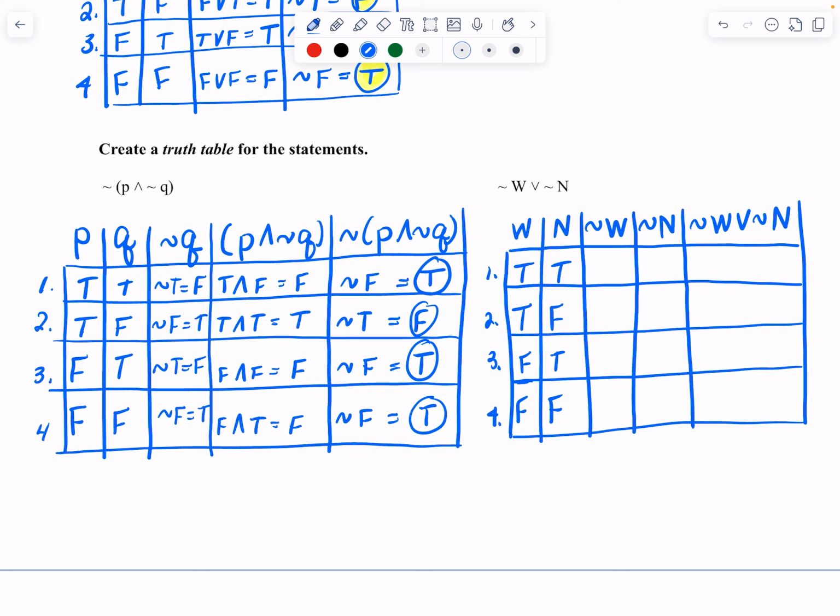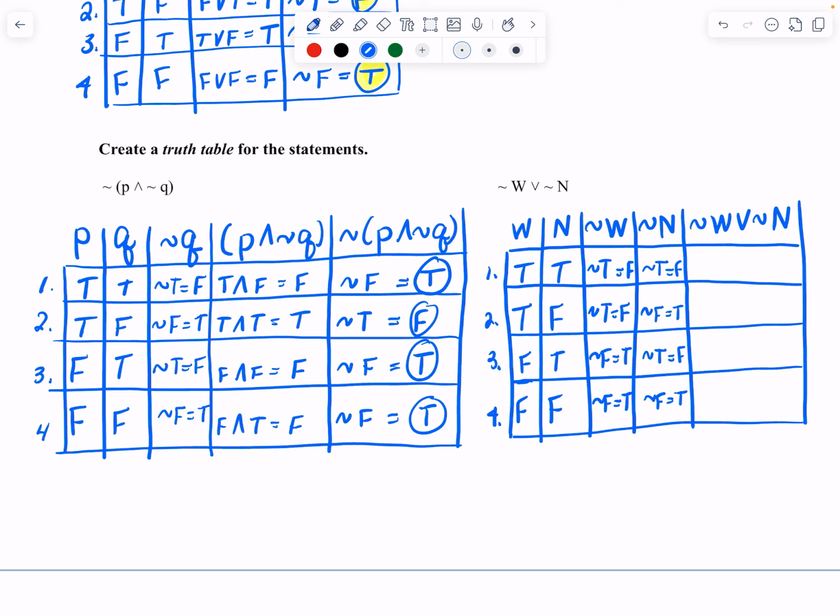Now I'm going to negate the W column. So negation of true equals false. The negation of true equals false. The negation of false equals true. And the negation of false equals true. Okay? Now I'm looking at the N column. Negation of true equals false. Negation of false equals true. Negation of true equals false. And negation of false equals true.